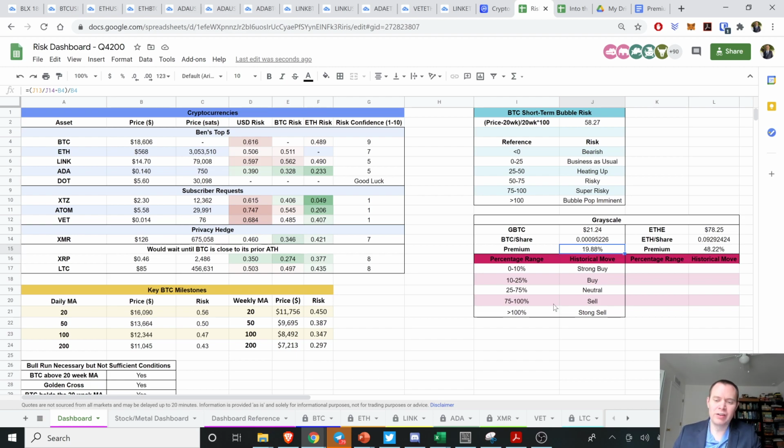So you can always just figure out at some point in the year, hopefully, there's a time when the premium is less than 10% and the risk of Bitcoin is less than 0.5. At that point, that might be a decent time to go in. These strong buy/sell signals do not correspond to the premium on Ethereum. Okay, these are different. There are some things with Grayscale you need to be aware of.